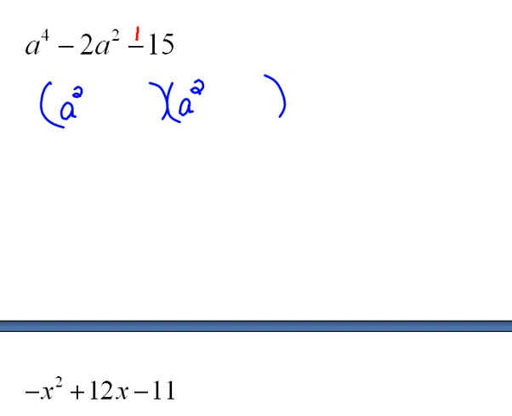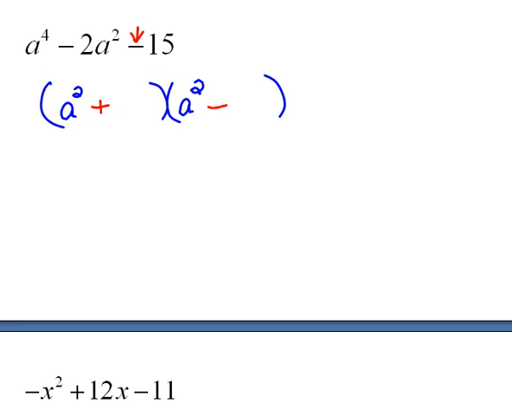Now, our signs. What does this tell us about our signs? Will they be the same or will they be different? This tells us that our signs will be different. So one will be positive, the other one will be negative.